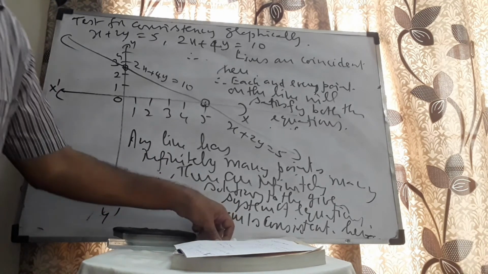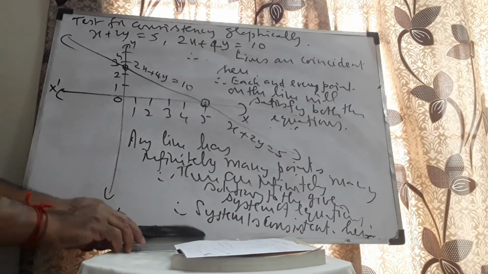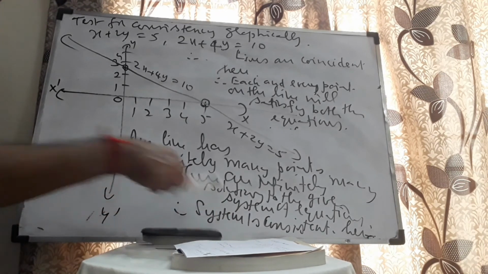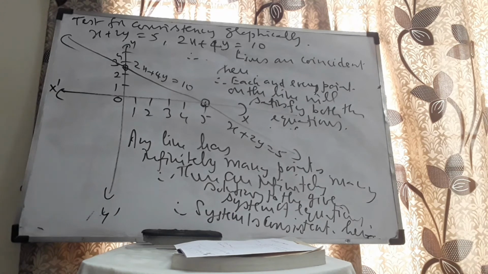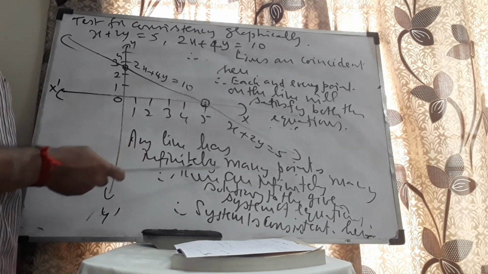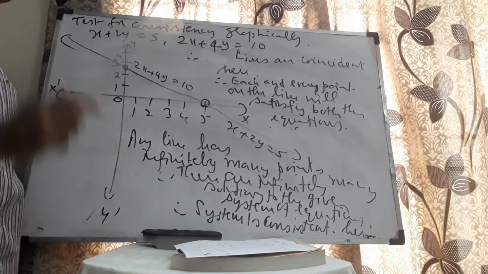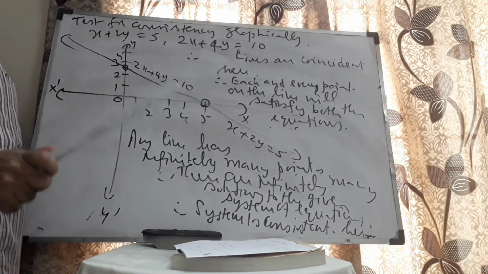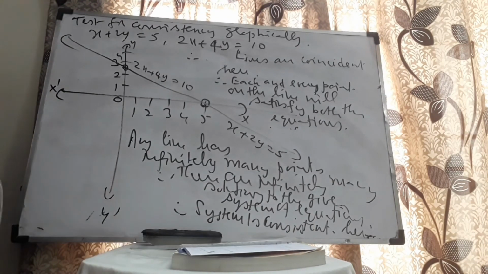Okay. Therefore, I have taken one example where you have unique solution. Therefore, system is consistent. I have taken one example where the lines are parallel. Therefore, there is no solution. System is inconsistent. And I have taken one example where the lines are coincident. There are infinitely many solutions. Therefore, system is consistent. This is how we think about consistency of system of equations graphically. I think the rest we'll discuss in the next video.